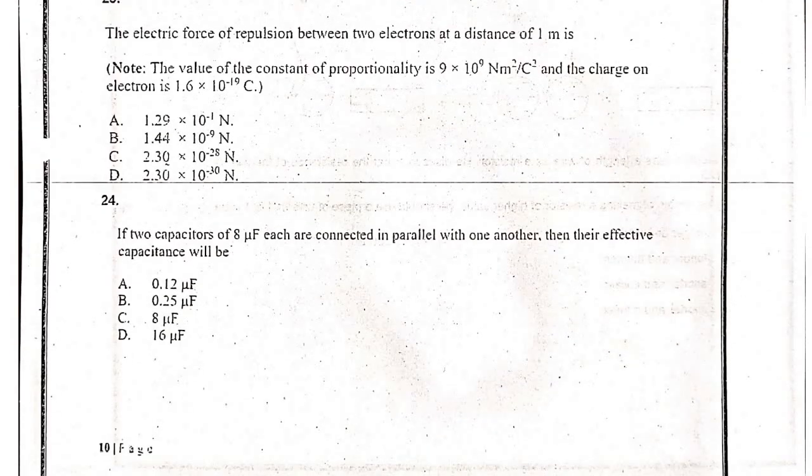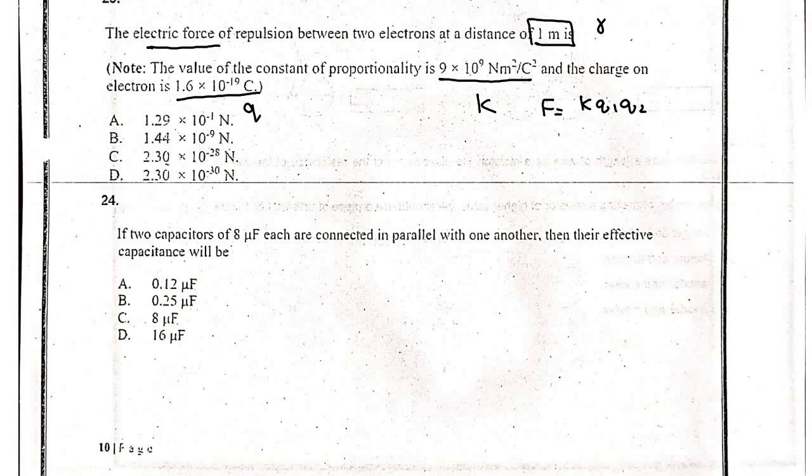Then we have question number 23. The force of repulsion between two electrons at a distance of 1 meter apart. We have to find the electric force, or the Coulomb force. We have the value of K, and we have the charge on an electron. So we know that the formula of force is K Q1 Q2 over R squared.